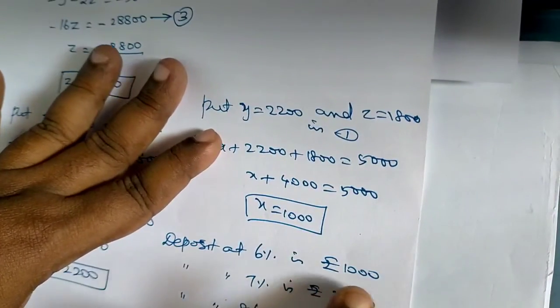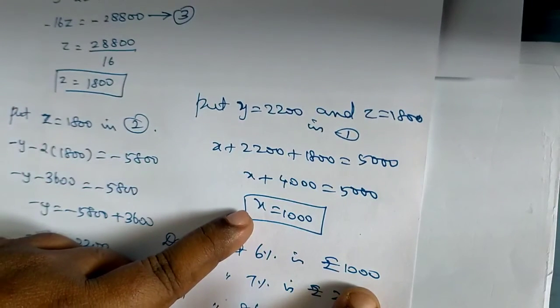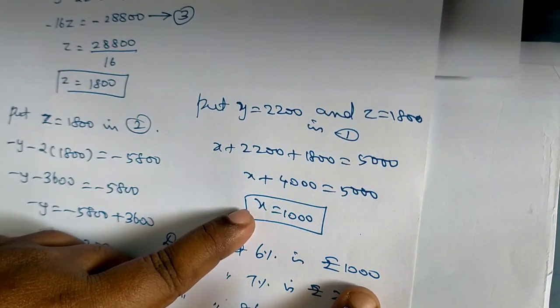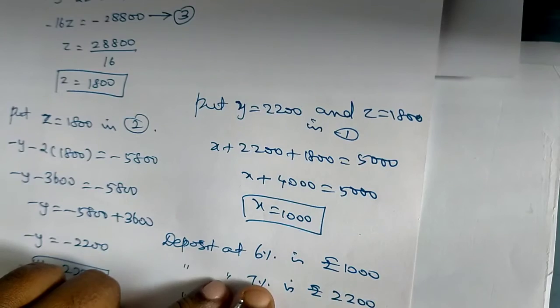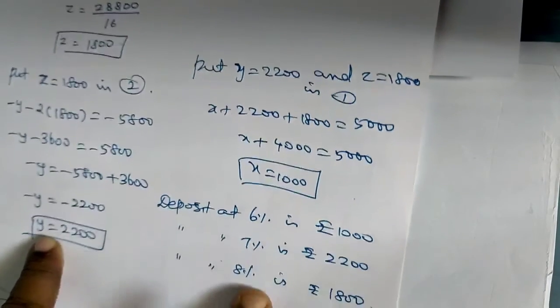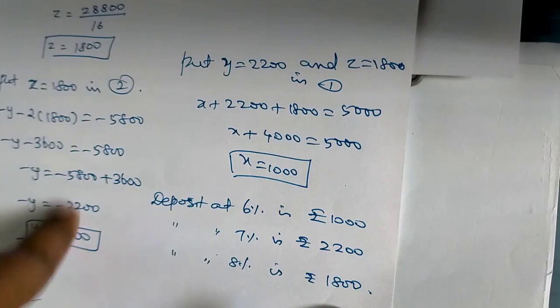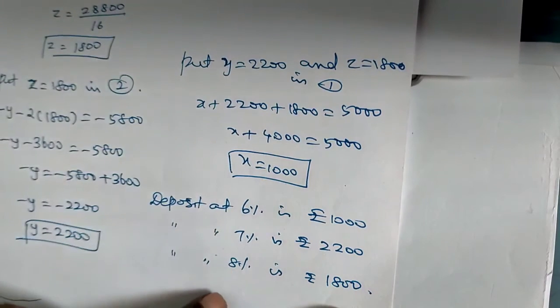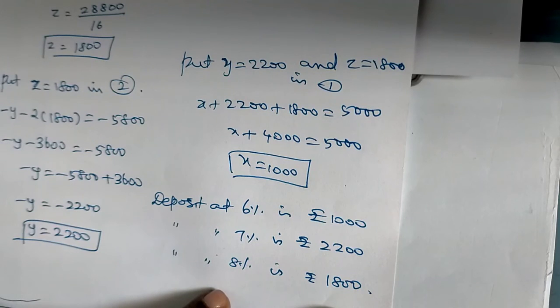Deposit at 6% is rupees 1,000. The 6% deposit we named x, so 1,000 rupees. Deposit at 7% is rupees 2,200, that is nothing but the y value. Deposit at 8% is rupees 1,800, that is nothing but the z value. You must give the final answer like this only, since it is a word problem.